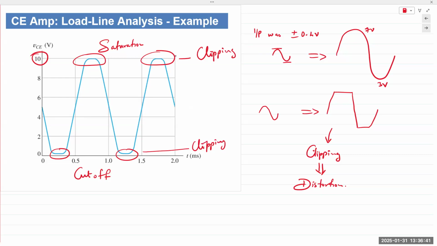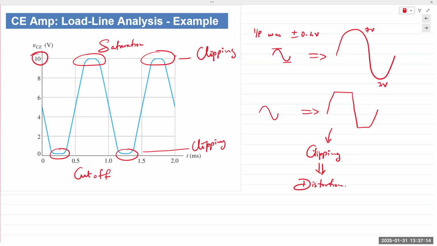And this image shows a result of a large input voltage being applied. Instead of 0.4 volts, let's say input was already 2 volts or 3 volts, and the amplification gain remains the same. The output obviously cannot exceed the limits that are imposed by VCC. If VCC is 10 volts, output cannot be more than 10 volts. Energy does not come from thin air, right?